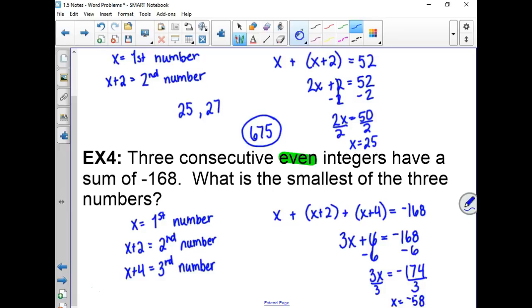So the integers that we're going to have here are going to be negative 58, negative 56, and negative 54. We want to know the smallest of those three numbers, so that would be negative 58.